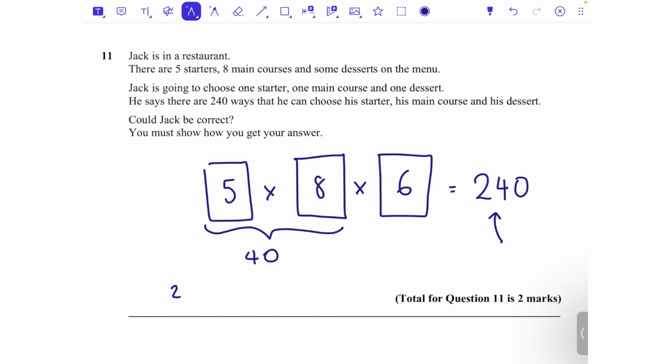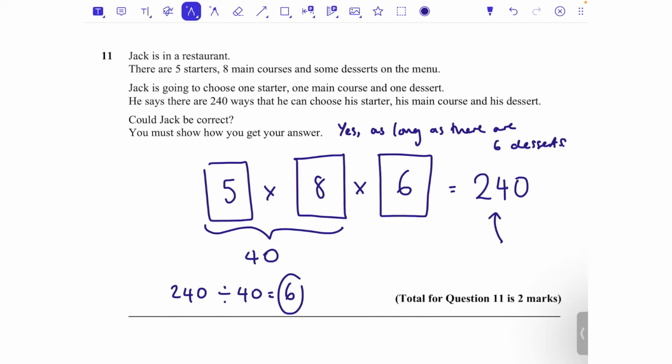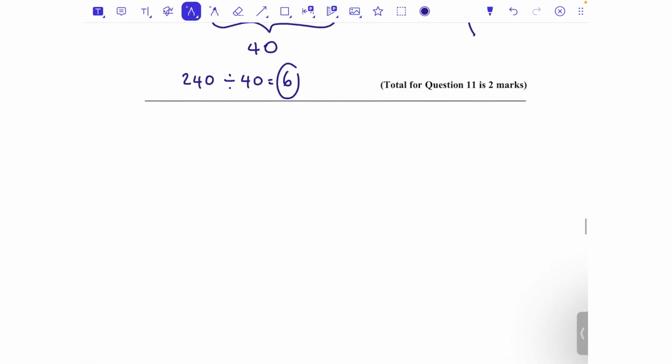So 240 divided by 40 is 6, which is a whole number. If you've got a decimal value, 5.8 for example, then you'd know, no, he can't be correct. There can't be 5.8 desserts. But because it's an integer, a whole number, I'm happy with that. So I'm going to say yes, as long as there are 6 desserts. As long as they see the value 6 and yes, then you're fine for both marks there.